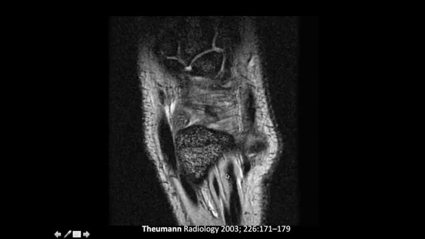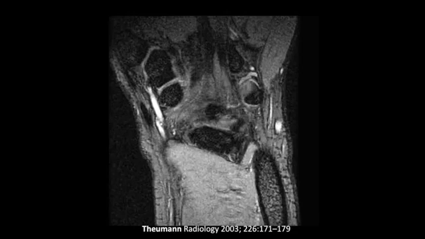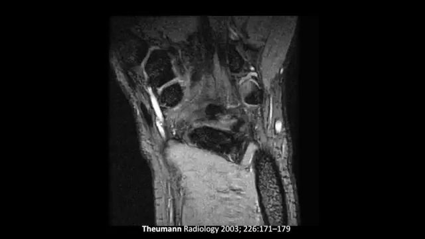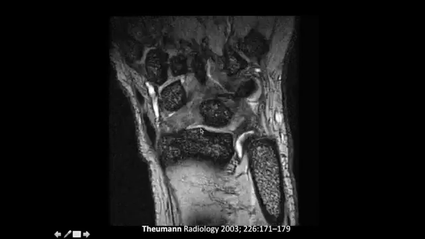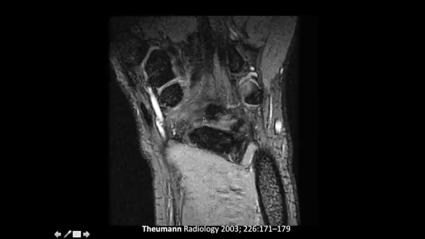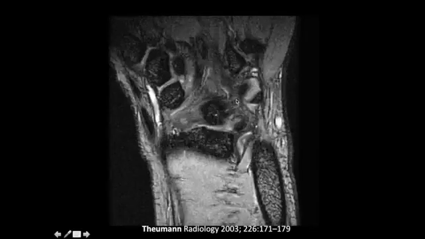So as we scroll through our coronal images, we again see the radioscaphocapitate ligament, the radiolunotriquetral ligament.